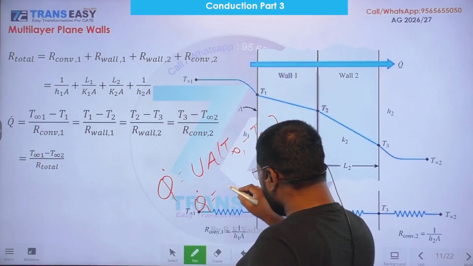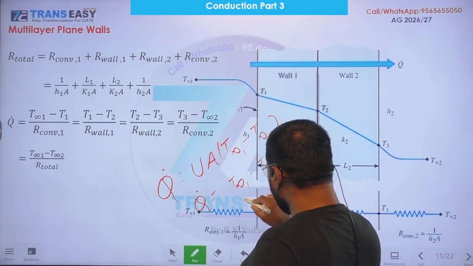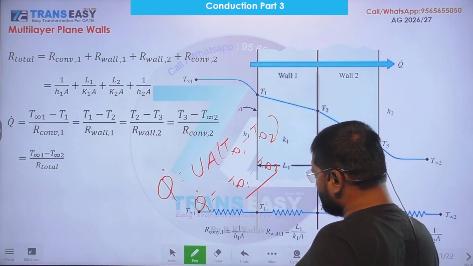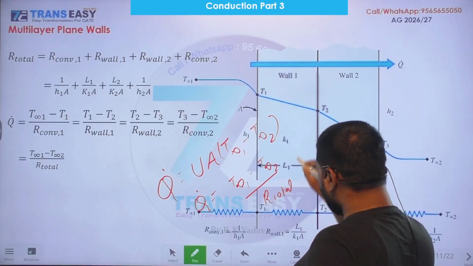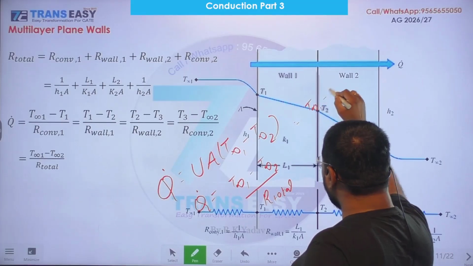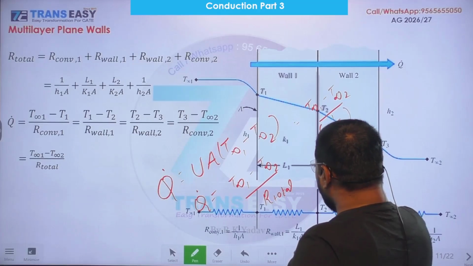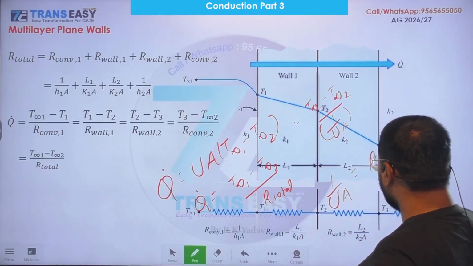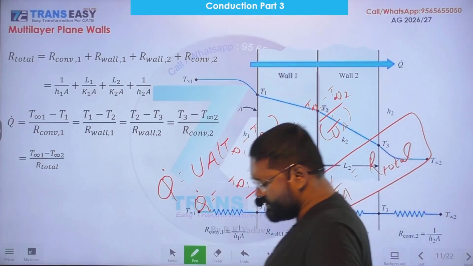developed heat transfer rate in the same case involving total resistance R total: T infinity 1 minus T infinity 2 upon 1 upon UA. So dear friends, 1 upon UA is equal to R total. This is the way to calculate overall heat transfer coefficient.